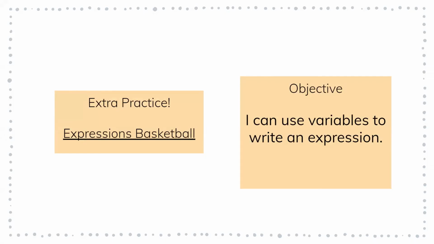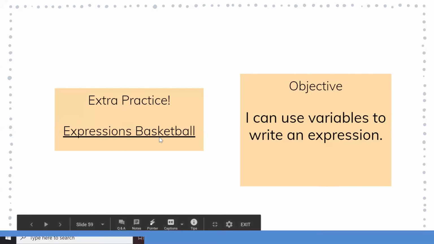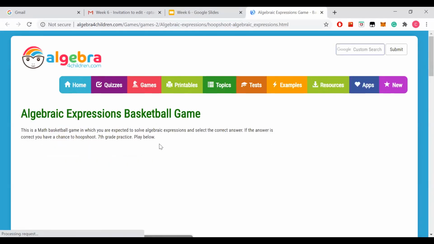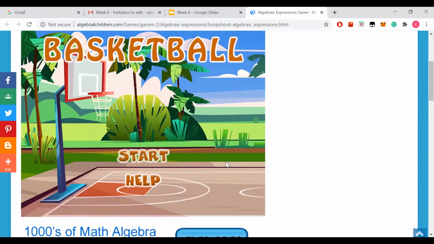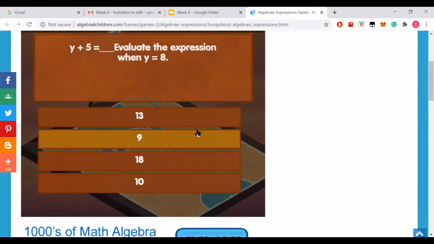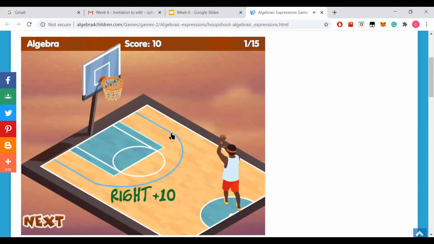So moving on, again, we have the extra practice. I love this one, the expressions basketball one. It will take you to this page, and then you start here, and then they give you the expression y plus 5 equals, and then evaluate the expression when y is 8. So we're going to plug in 8 for y. When we plug in 8 for y, that gives us 13. And then when you make it, you earn 10 points.